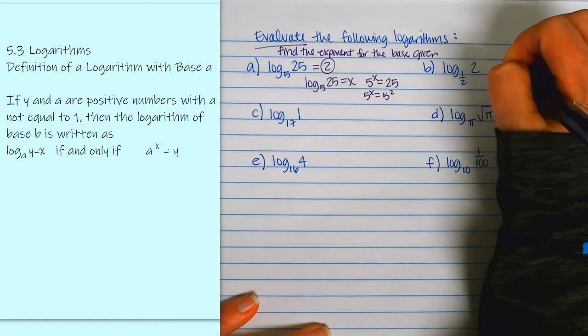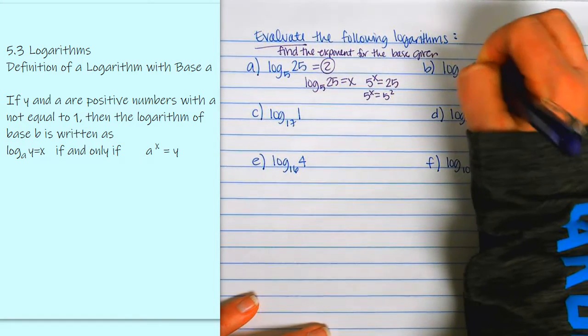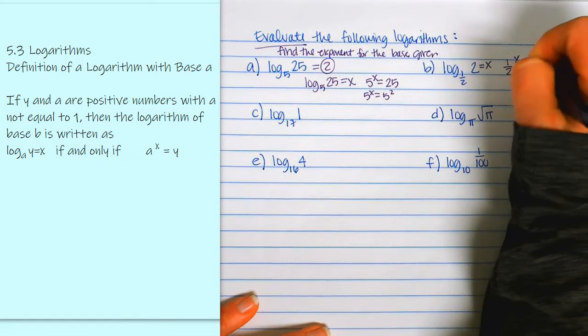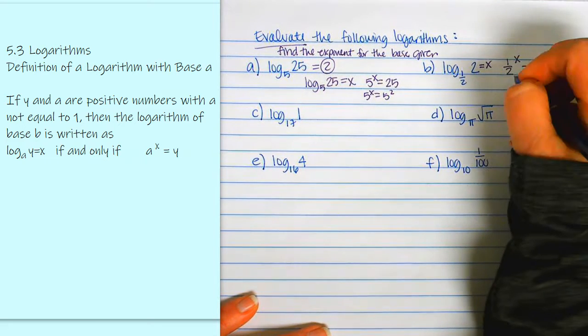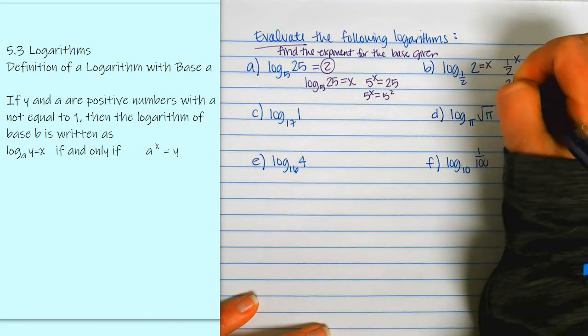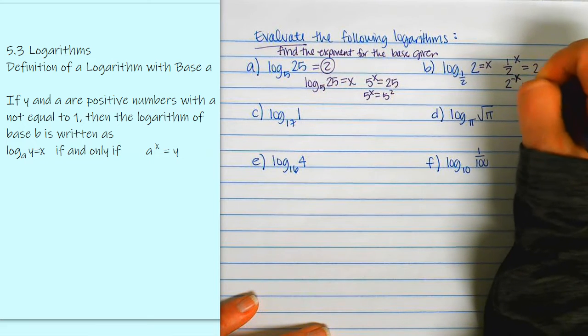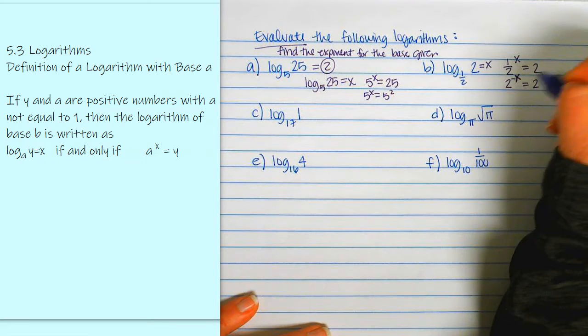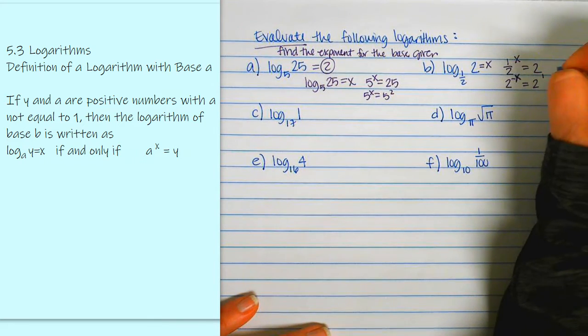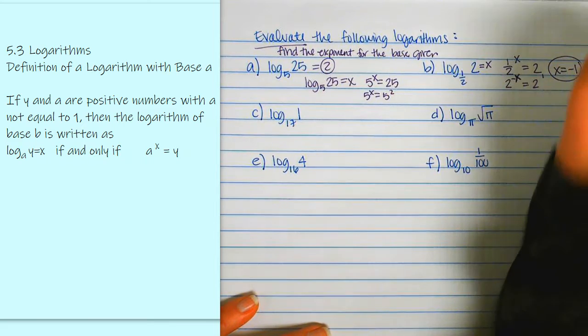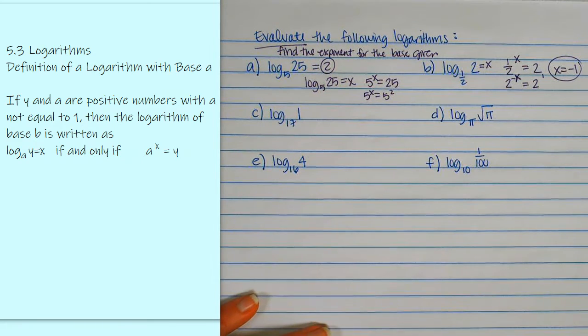So if you rewrite it as 1/2 to the exponent equals 2, and so 2 to the negative x equals 2 to the first, then negative x equals 1, and so x equals -1. That may even be harder. It just depends on how you understand the problem.